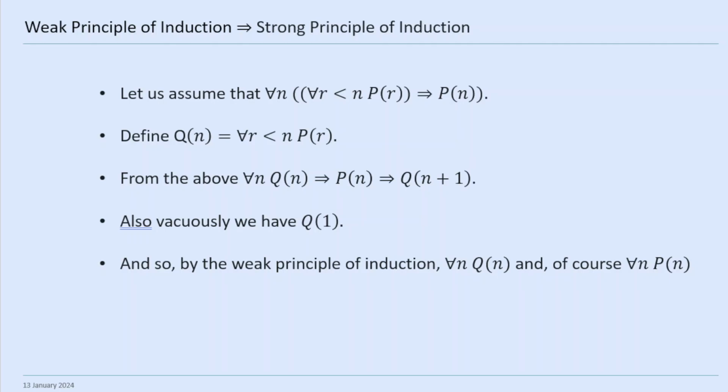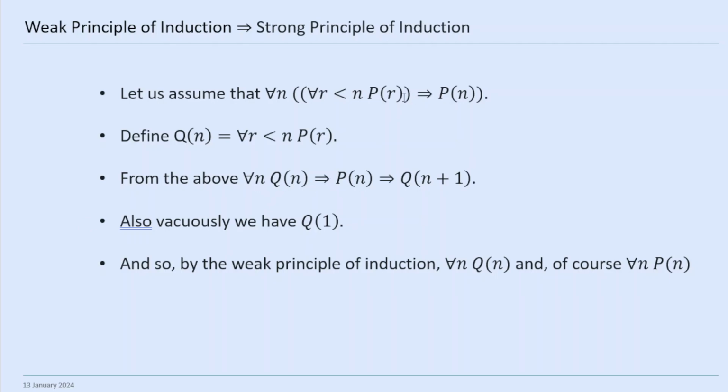So let's assume that we have, as in the strong principle, that if we know P is true for all r less than n, then we know that P is true for n. If we're given that, then what we do is we define Q(n) to be the statement that P is true for all r less than n. And from the above, what that tells us is that for all n, Q(n) implies P(n).